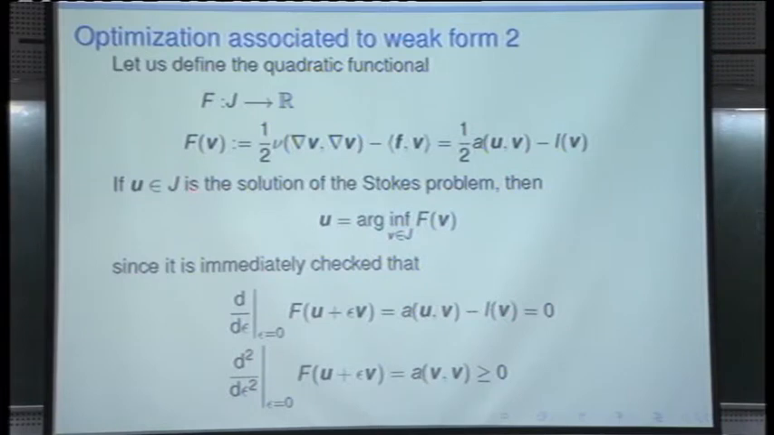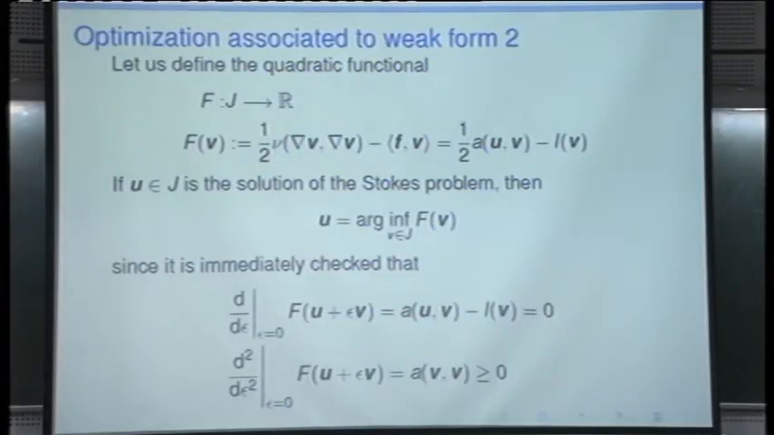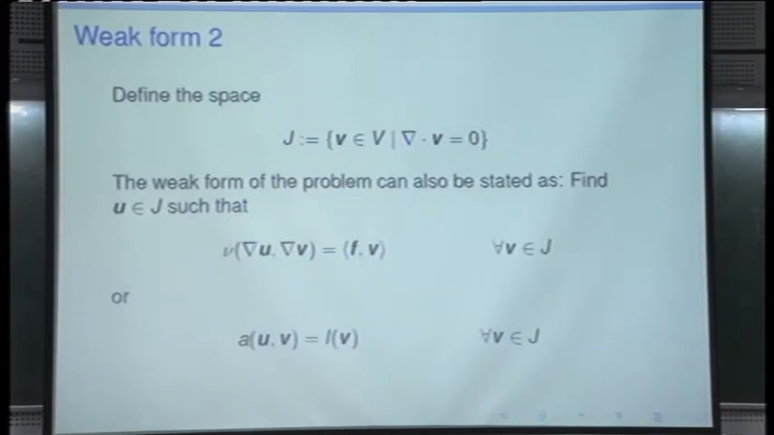If U belongs to J and is the solution of the Stokes problem, then U is the argument that minimizes functional F in the space J. Do you know that property, or do you want me to check it? Well, in fact, it's checked here. This is immediately checked. Why? This is a quadratic functional, by the way, because here we have a quadratic dependency. How do we check that the minimum of F is the solution to this problem? How do we check that?